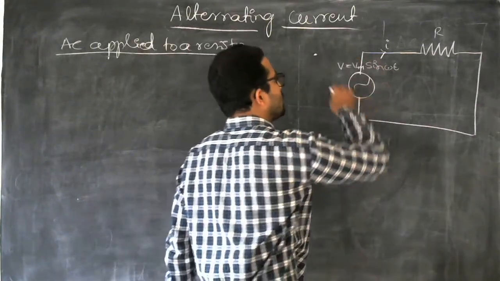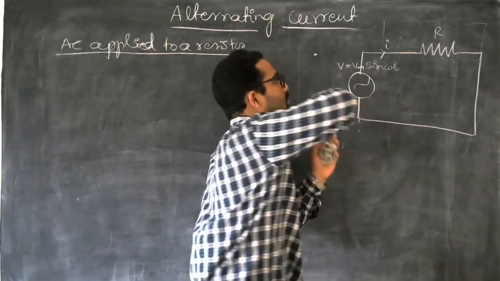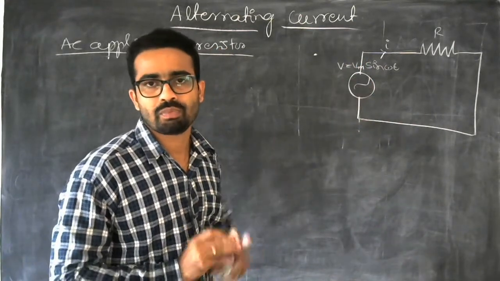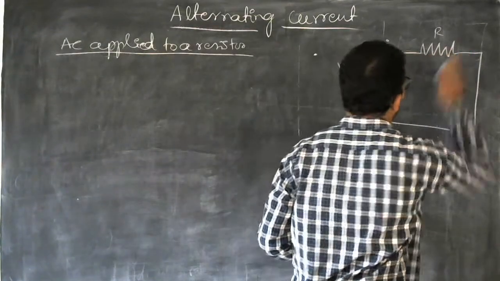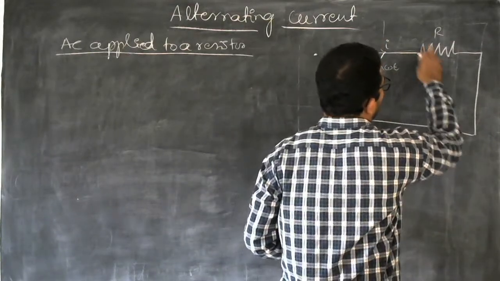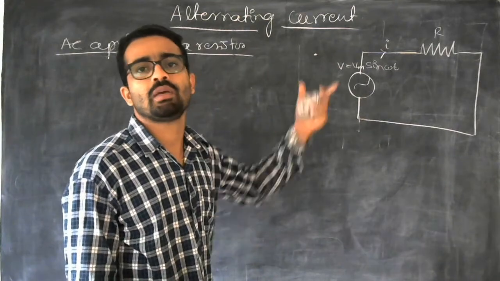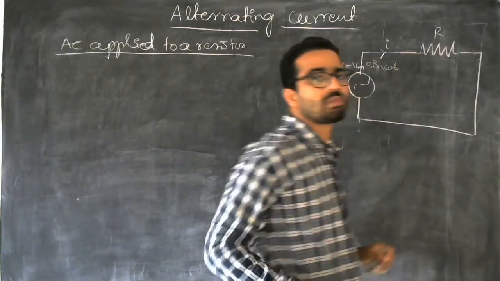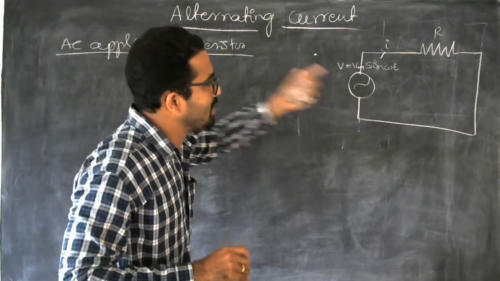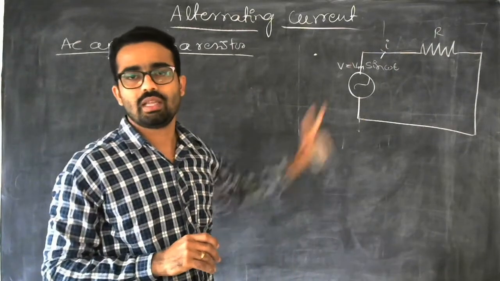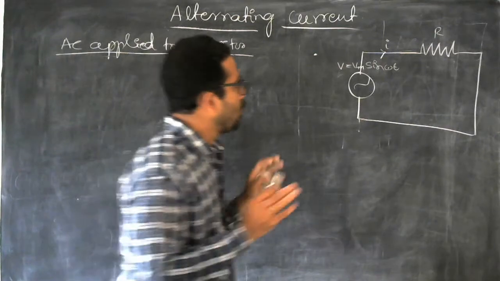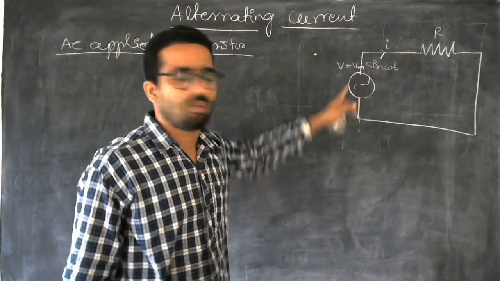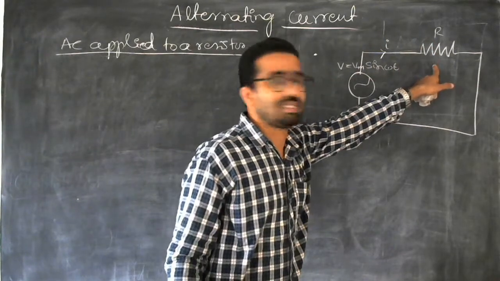Whatever voltage is present will produce some current, because the circuit is a closed one, there will be a potential difference. Because of the potential difference, current will flow like this. Once the current starts to flow, it will also flow through the resistor, and it will create some potential around this resistor, because there is a resistance offered by that resistor. So whatever potential is developed here should be equal to this.